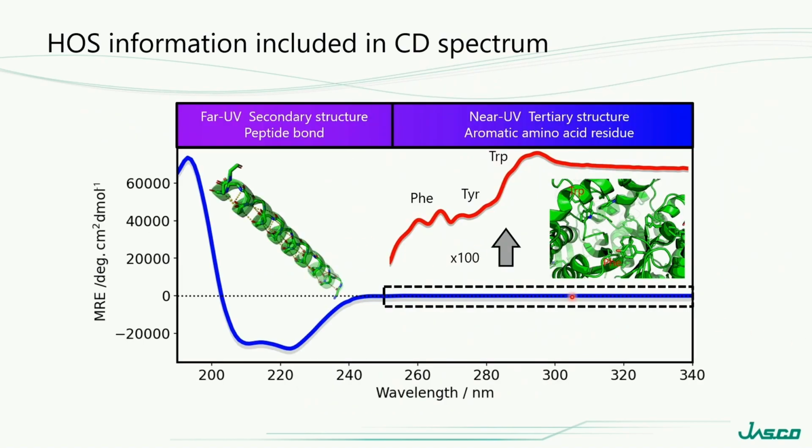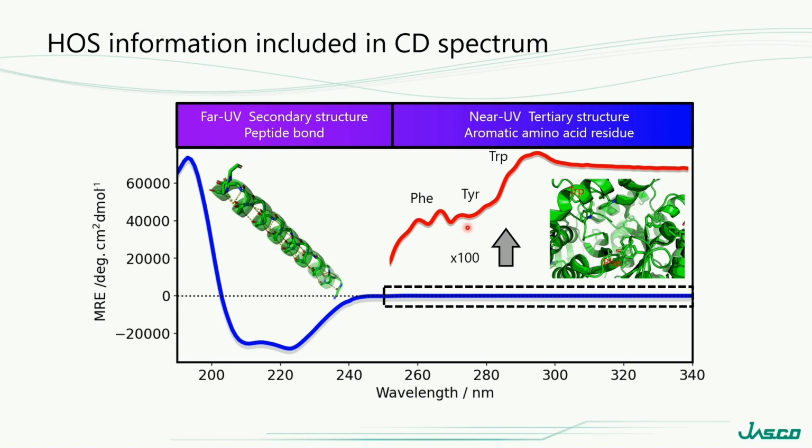So what information does CD include? Protein CD spectra are generally measured in the far UV and near UV region. Far UV region contains information of secondary structure, and CD spectroscopy has been widely used for analysis of secondary structure. Near UV region contains information of side chains of aromatic amino acids, like phenylalanine, tyrosine, and tryptophan.